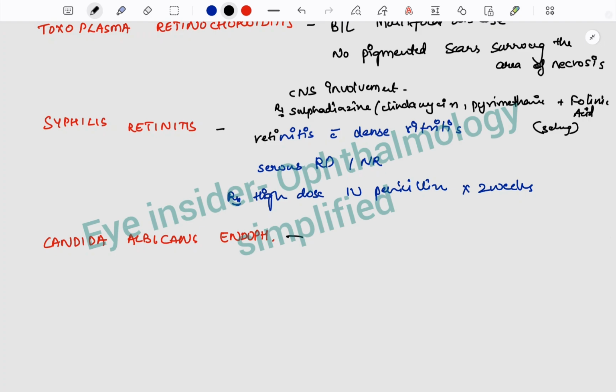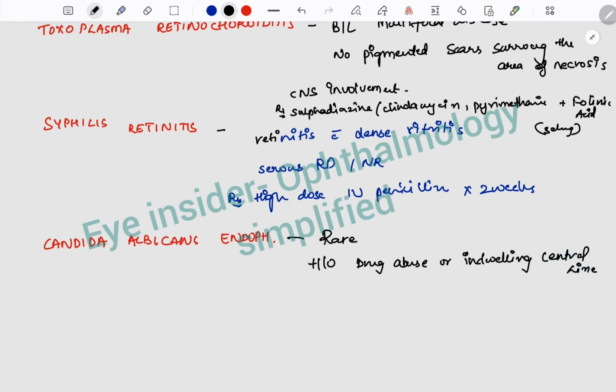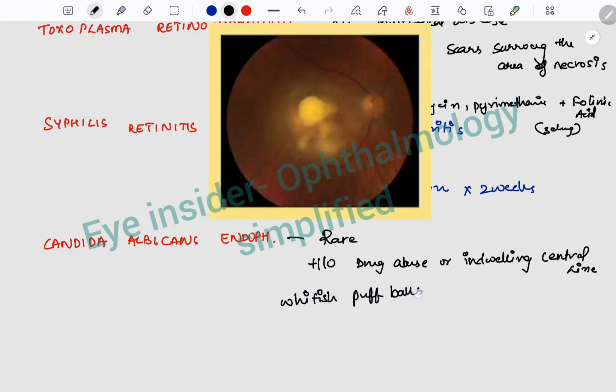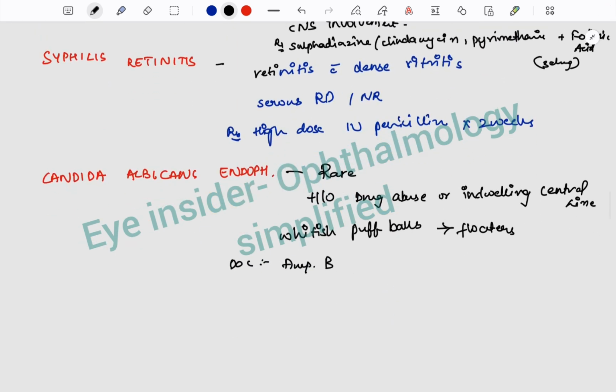And we have Candida albicans endophthalmitis. This is very rare, and usually there is a history of drug abuse or indwelling central lines. These are whitish fluffy, ball-like lesions in the retina. It manifests as floaters in the eye. The drug of choice is amphotericin B.